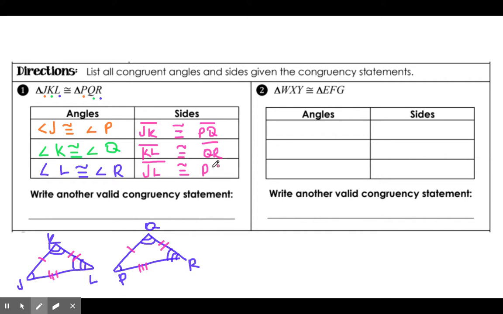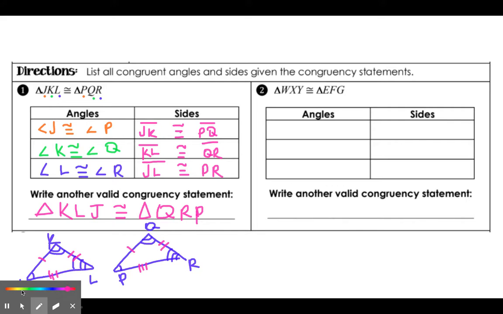All right. Then we can write another congruency statement. Basically, we can take this and rewrite this order. So JKL is congruent to PQR. But if I were to change that order, say I started at K, then it would be triangle KLJ, and then we would have to make sure that it corresponds. So we see that K corresponds to Q, L to R, and then J to P. So this would also be a true congruency statement.